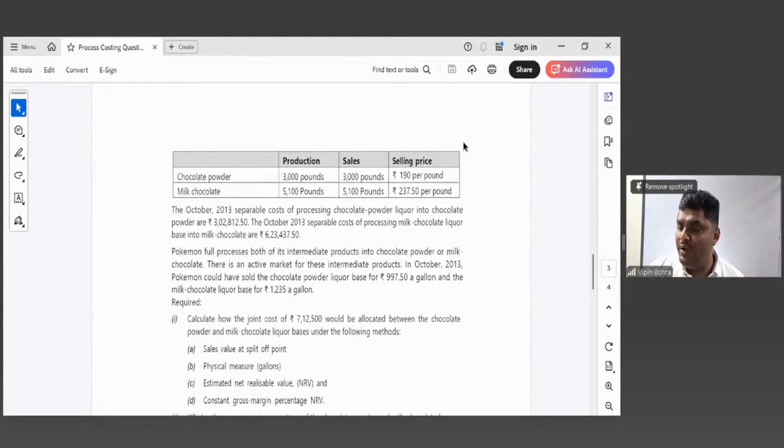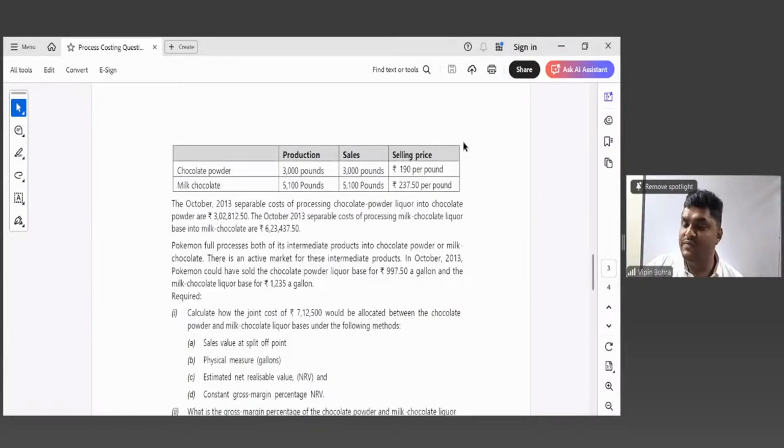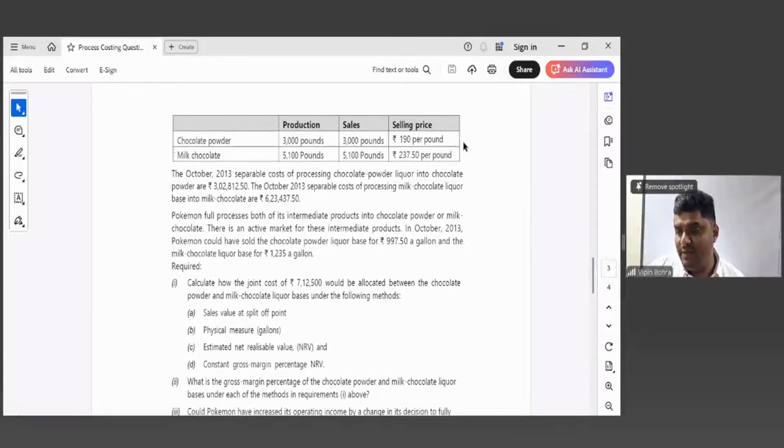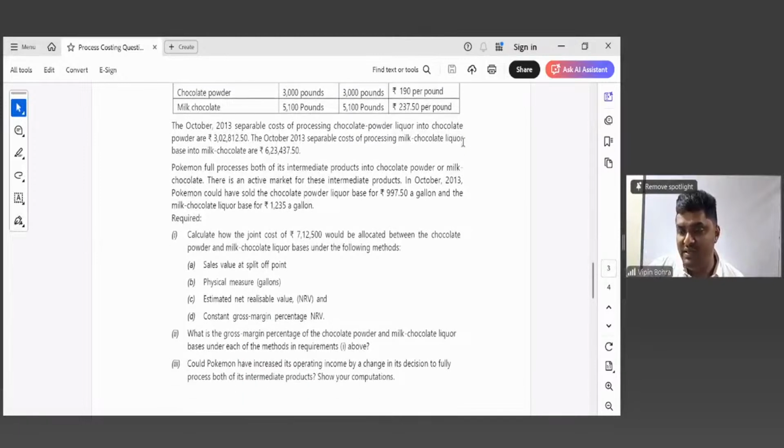You are required to calculate how the joint cost will be allocated on the basis of sales value at split-off point, physical measures, that is gallons, estimated net realizable value, and constant gross margin percentage NRV. What is the gross margin percentage of chocolate powder and milk chocolate liquor base under each of the methods in the requirement first above? Could Pokemon have increased its operating income by a change in its decision to fully process both of its intermediate products, and show your computation?